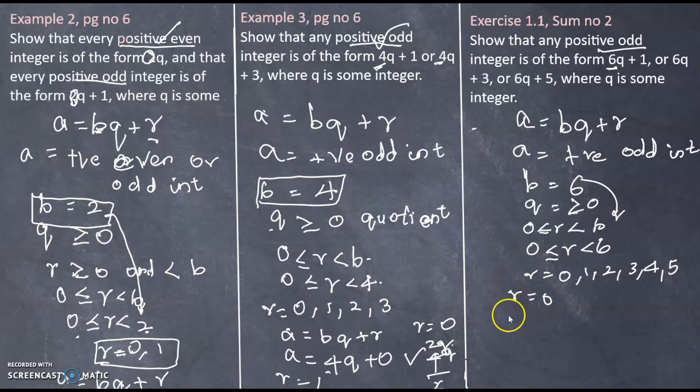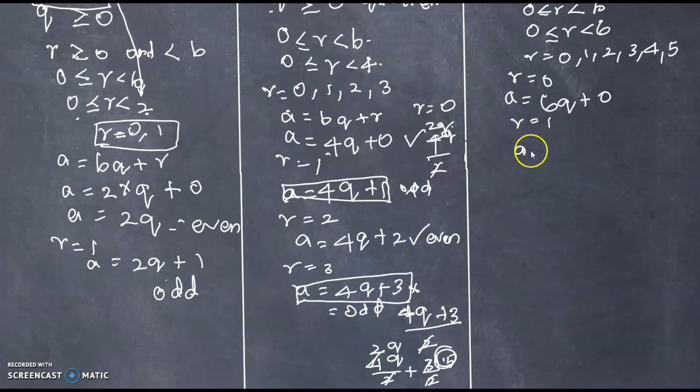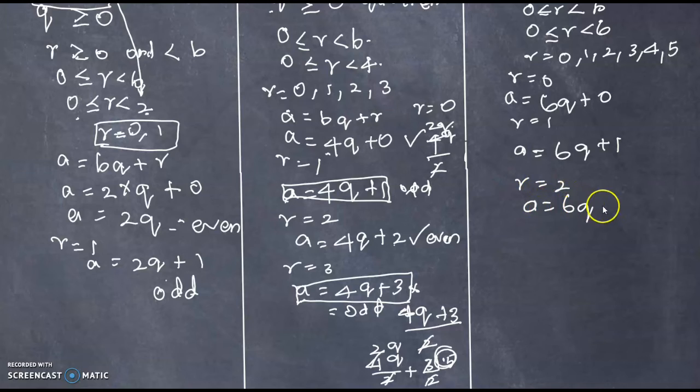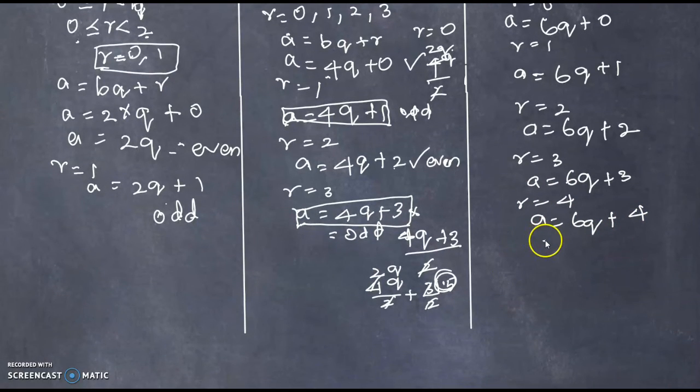So let's start substituting. First case is R equal to 0. So A equals 6Q plus 0. And when R equals 1, A equals 6Q plus 1. When R equals 2, A equals 6Q plus 2. When R equals 3, A equals 6Q plus 3. When R equals 4, A equals 6Q plus 4. When R equals 5, A equals 6Q plus 5.